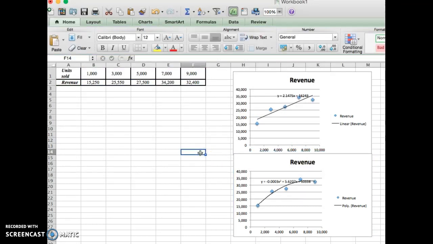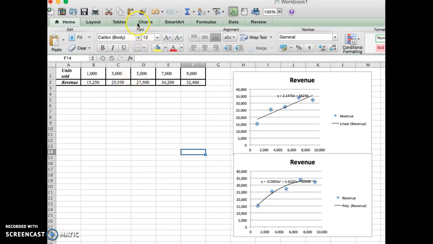Notice that the difference between these two models is that with the line, we're going to assume that the revenue is always going to be increasing. And with the quadratic approximation, we see that it eventually comes down again.